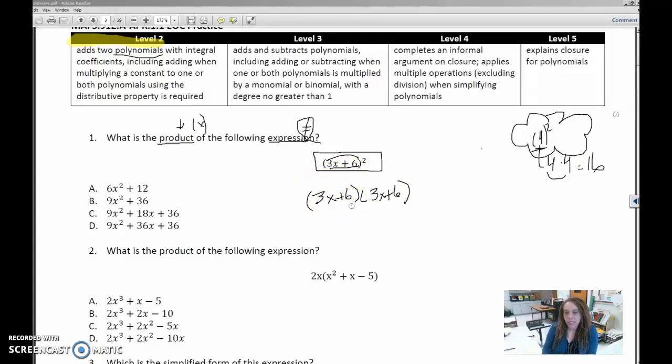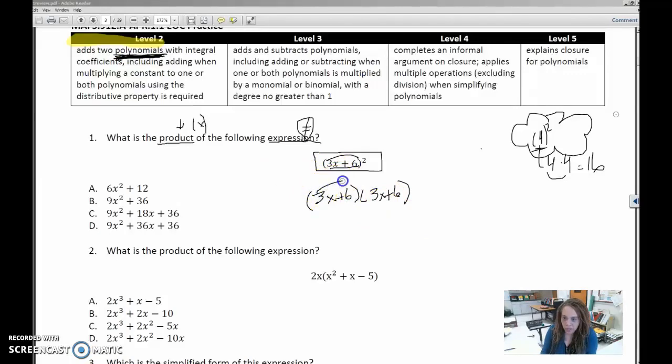So this here is classic FOIL. Whenever you see polynomials, I know there are faster ways to do it, I just teach a guaranteed way all the time. So we have two polynomials. That means there are more terms, and we have to multiply these by each other. So I'm going to use FOIL.